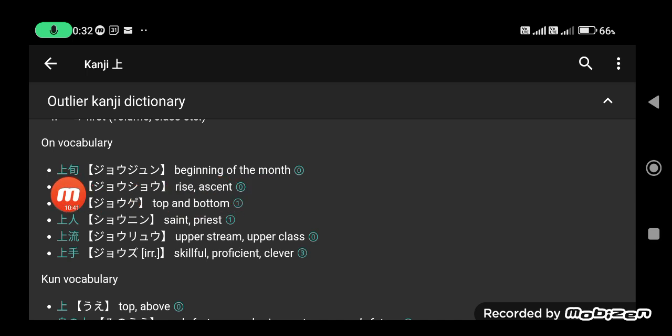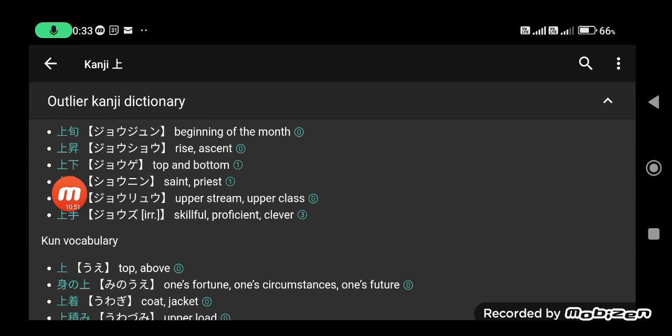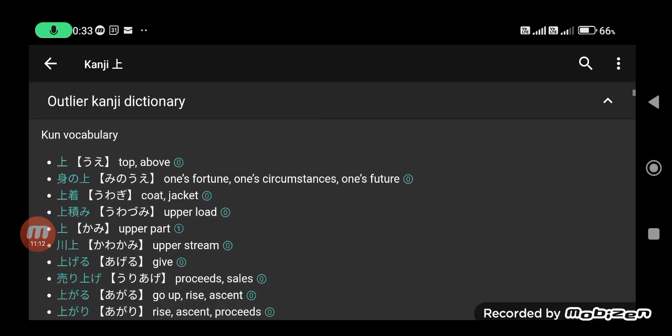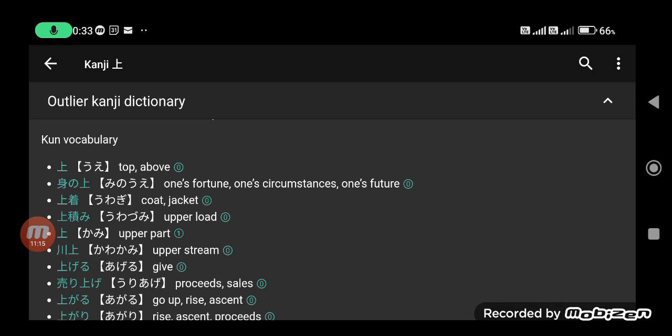What is jojun? Jojun refers to the first 10 days of a month. Josho means to rise or ascend. And then joge, top and bottom. Shonin, saint or priest. And then joryu, upper stream, upper class. Jozu, skillful, proficient, clever. Just like Nihongo Jozu means very good in Nihongo, proficient in Nihongo.